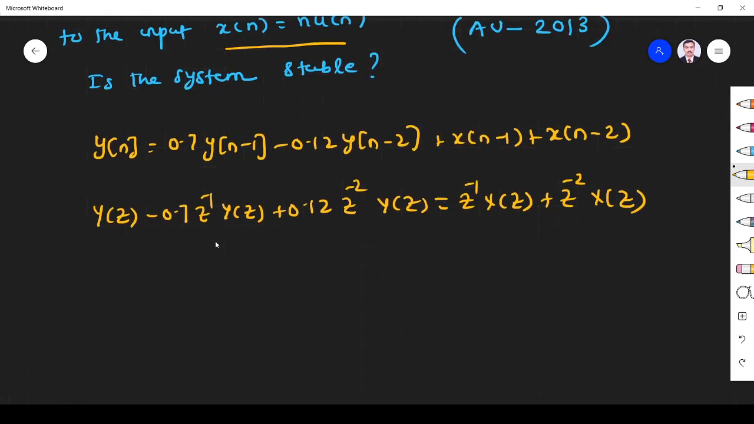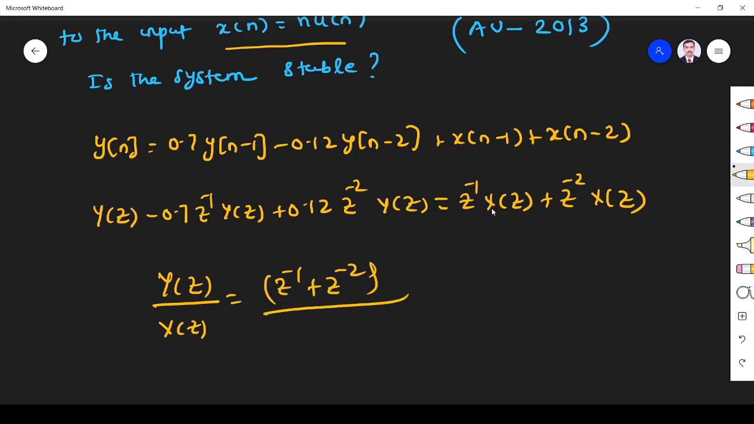I want y of z by x of z, that is the transfer function. So this is z power minus 2 plus z power minus 1, I take x of z outside and bring this side. It will be remaining, z power minus 1 plus z power minus 2 divided by 1 minus 0.7 z power minus 1 plus 0.12 z power minus 2. I take y of z commonly on this side and bring the factors here.